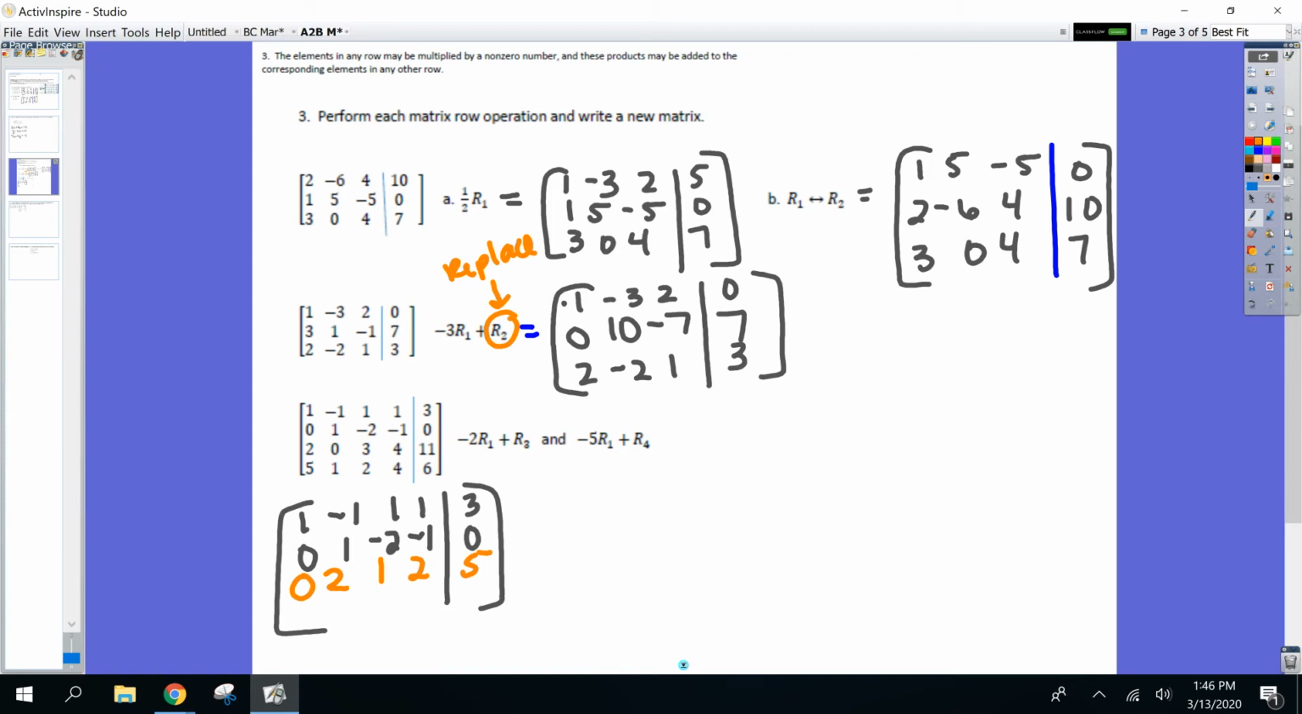Do you think you can do that next one on your own? Let's see if you can come out with the same numbers. So -5 times row 1. Now add it to row 4 and replace it. Think you got them? Moment of truth. What's here?